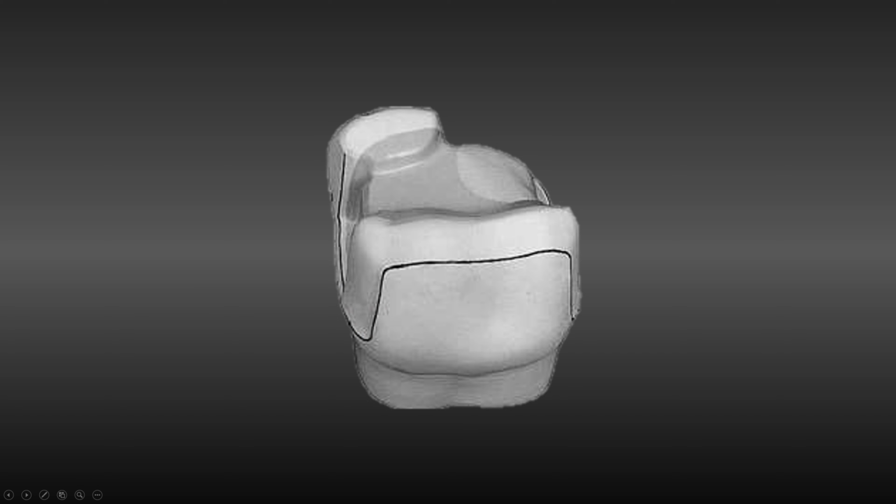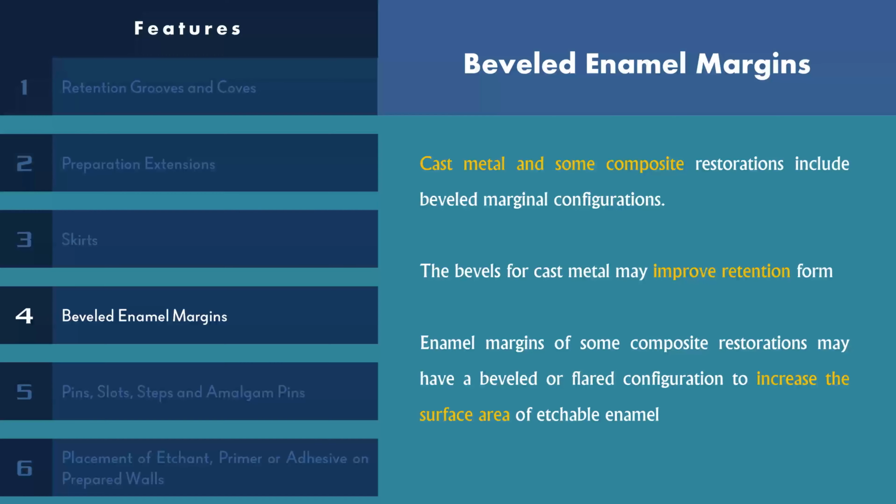We can see here that there is a cusp which is missing, and on the opposite side we can extend, coming beyond the axial line angle. So here is the axial line angle. So extending beyond that, what happens is like an arm coming from both sides: this restoration will come around from both sides and it will grasp, or embrace, the tooth. So this will enhance the resistance form and it will also enhance the retention form. So this is called the skirt preparation.